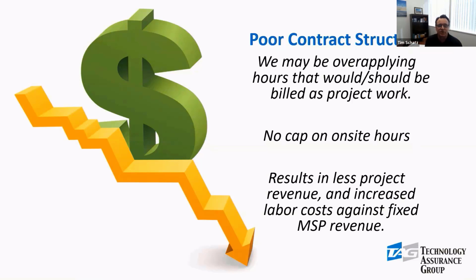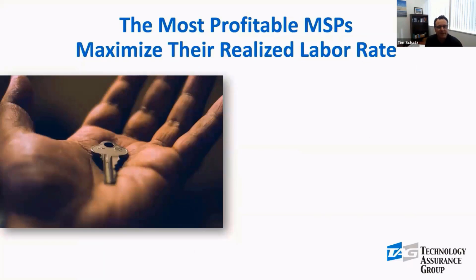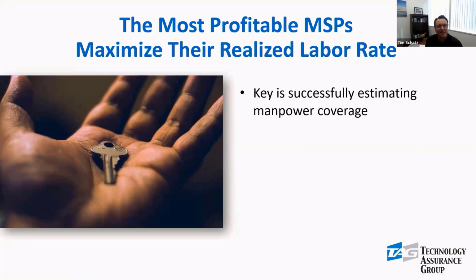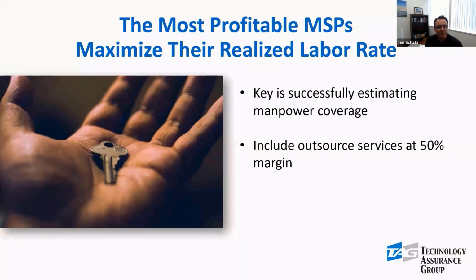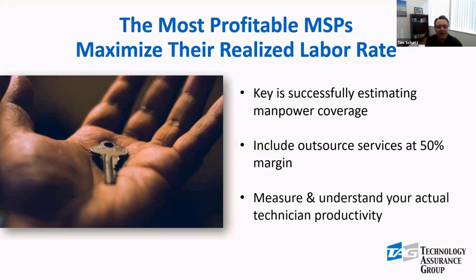That is a very easy way for it to skew that realized labor rate. Why? Well, because now instead of, in my example, 2,900 hours, now I have 3,400 hours because I did all this work for free and it's now applied to the MSP contract. It's just another indicator that we may have an issue to go in and look at and try to determine where we have an issue. The most profitable MSPs maximize their realized labor rate. And the key is successfully estimating that manpower coverage and knowing when to hire. We include the outsourced services at 50% gross margins when we price it up to begin with, and then we measure and understand our actual technician productivity.